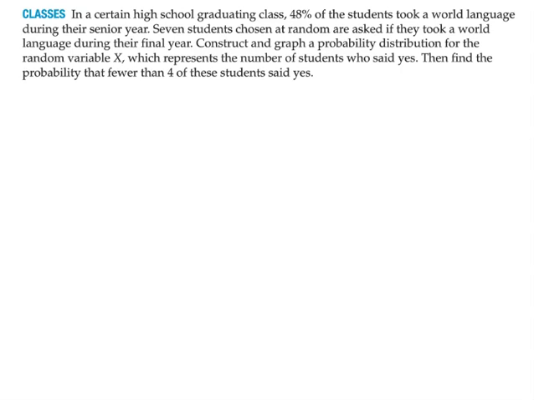So now what we're going to do is just go ahead and start. We're going to start by finding each of the values. And so we're going to find the value for 0 students that took a world language, 1, 2, 3, 4, 5, 6, 7. So we're going to do this 7 times. Okay. So the first one, we're going to do 7 choose 0.